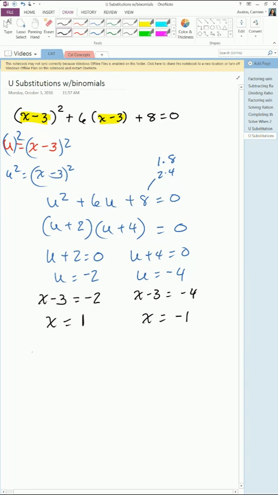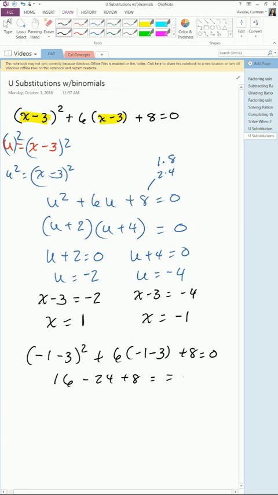Let's just do one of them to make sure. So we could do negative 1 minus 3, squared, plus 6 times (negative 1 minus 3), plus 8 is equal to 0. In this case I'm going to get negative 4 squared, so that's 16, and then plus 6 times negative 4 is negative 24, plus 8 is going to give you 0, so that's going to cancel. 0 is equal to 0.